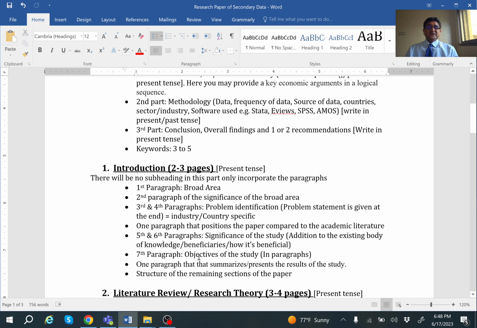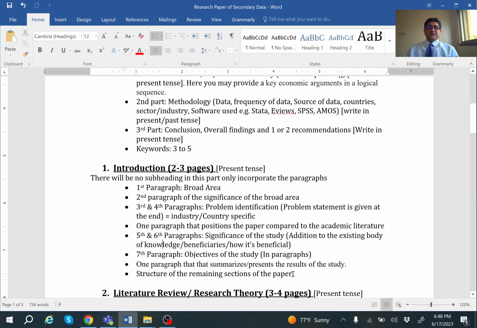Then we have the next paragraph. It's about the objective of your research. What is the objective of your research? With the objective, you have to write only the objective of your research, nothing else. No bullets, no subheading, just paragraphs. Later you can discuss the overall major findings, one paragraph about the major findings of your research after writing the objective. And at the last, you can write the structure of the remaining sections.